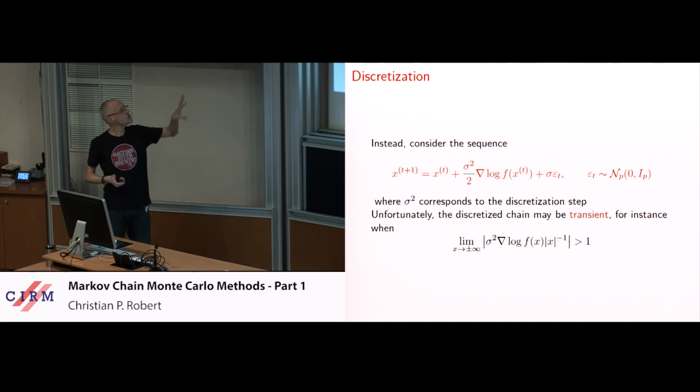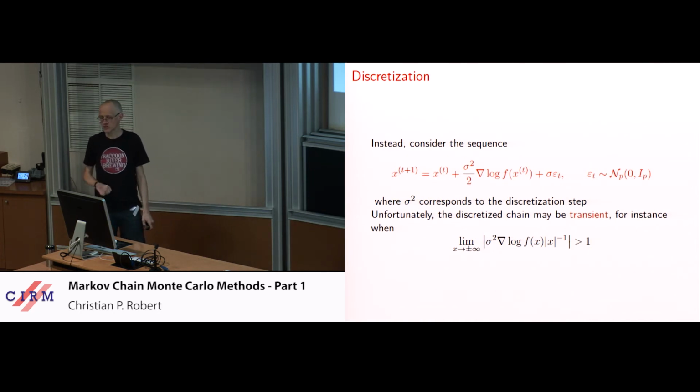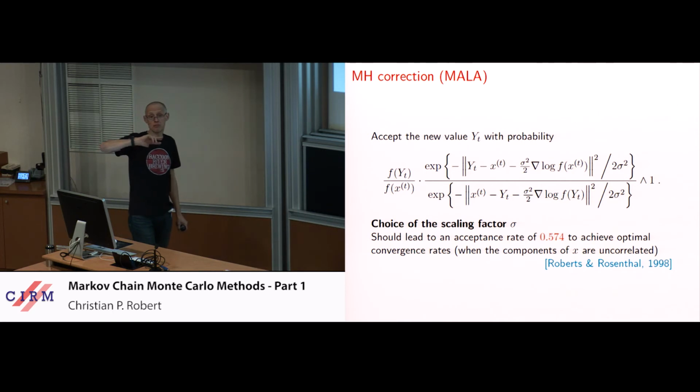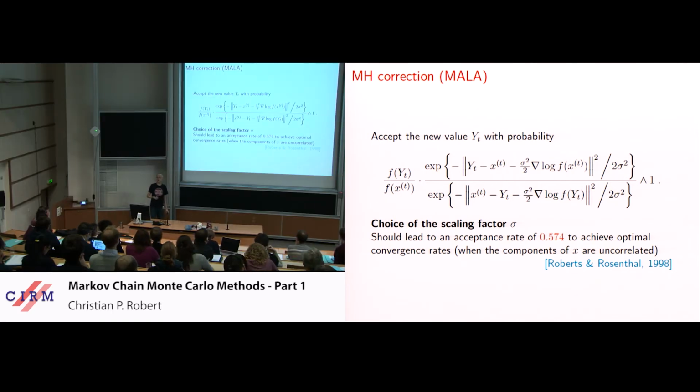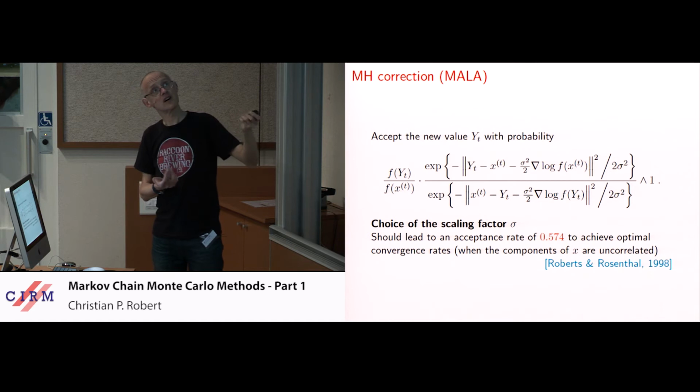And so we need to correct for this Euler discretization. In some cases, you can prove that the chain is correct, but often it's too much work when f is a complex target. And so there is a Metropolis correction to the Langevin diffusion, which leads to this algorithm where you propose according to the Langevin step, but then that's a proposal like any other. Therefore, you correct it with a Metropolis-Hastings acceptance probability. Okay. And so that's the acceptance of the new value.